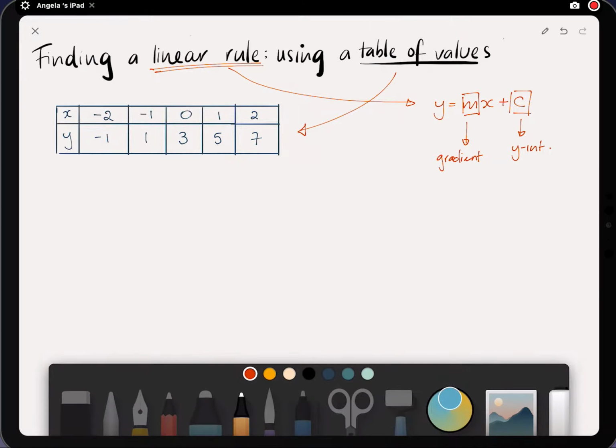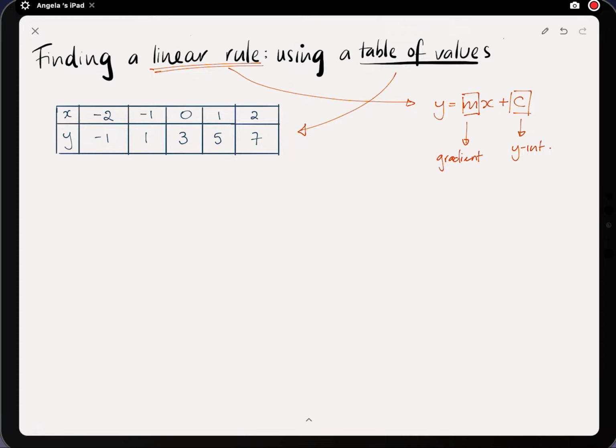In addition to this, we can also see that our y and x value can be found on through our table of values. So for example, for this particular linear rule, if x is equal to -2, then y will be equal to -1. Just like if x is equal to 1, y will equal 5. So let's look at this particular table of values.